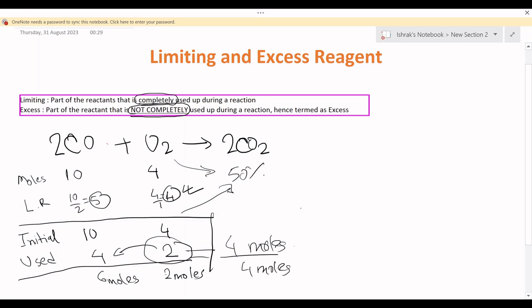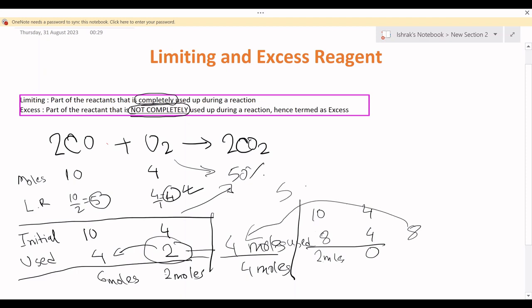Now, how is it different when we use 100%? Okay, let's do it again. 10, 4, and used. Now, this is going to be 4 because the 100% is being used, and 4 of double, this is going to be 8. So this is 0 because 100%, and this one, we still have 2 moles of excess. What about the product? The product is going to be 8. So, as you can see, 50%.